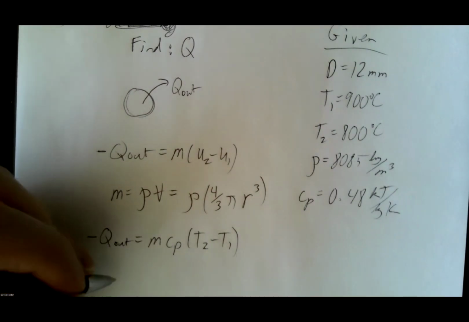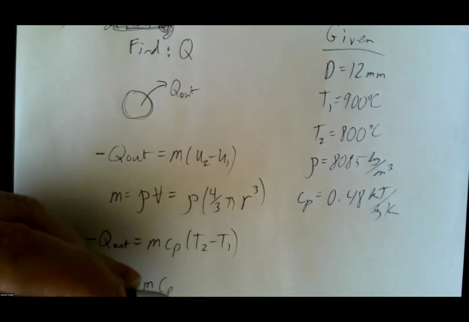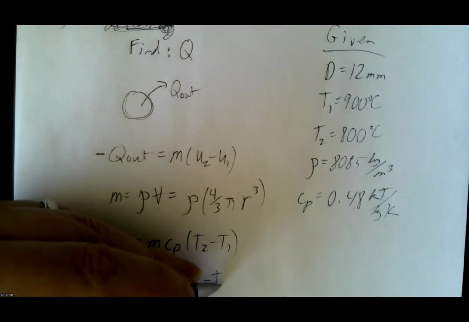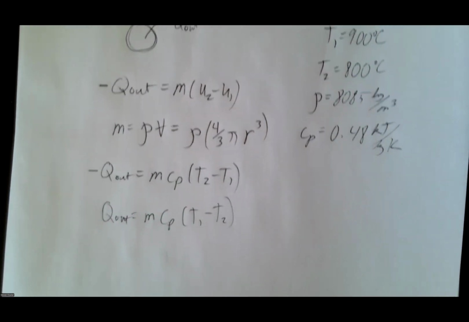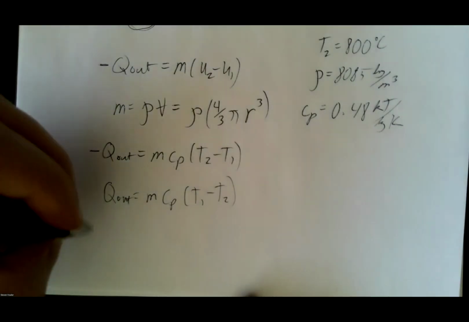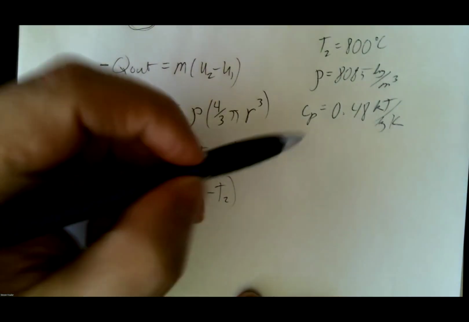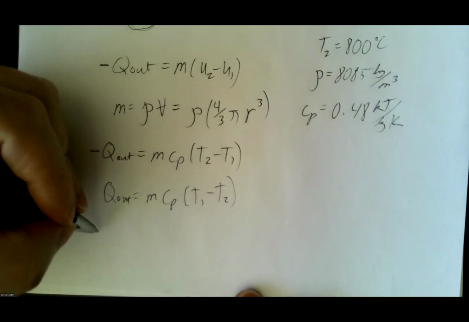I'm going to go ahead and distribute my negative sign here. So this becomes Q out equals m C sub P (T1 minus T2). I took the negative sign and threw it in there. And so now I just need to find these other quantities. I know C sub P, that's known. I know my temperatures, so I just need to do some calculations.